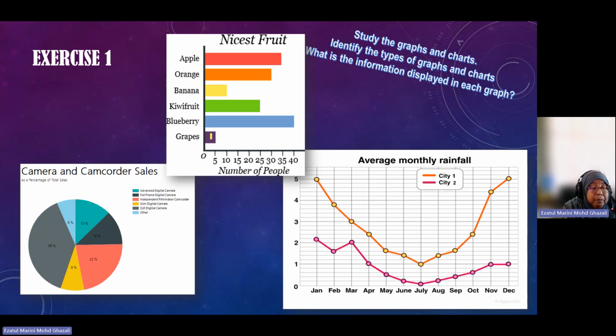So if we look at the pie chart, we know that 39% of sales are on SLR digital camera, and the lowest sale is on others. Okay, other types of camera. So let's have a look at the line graph. The title of the line graph is average monthly rainfall. So there will be two lines.